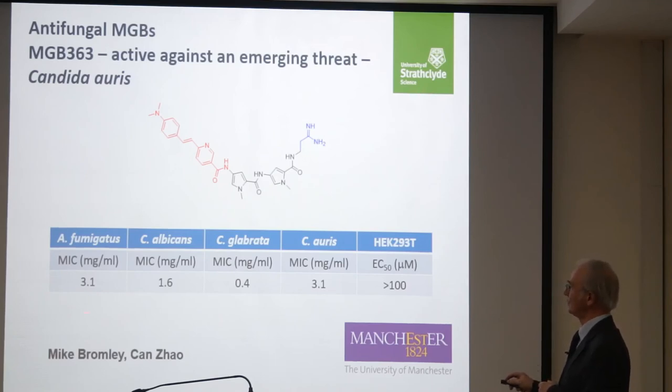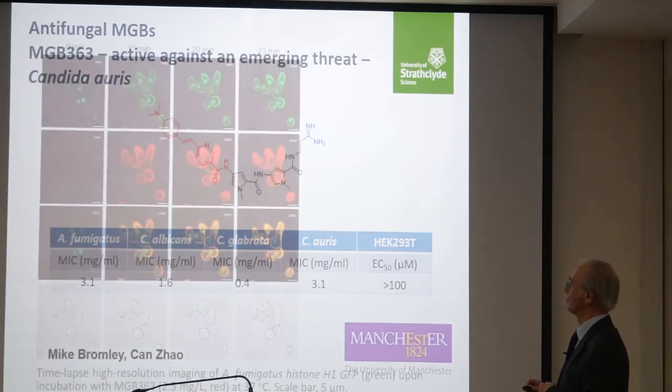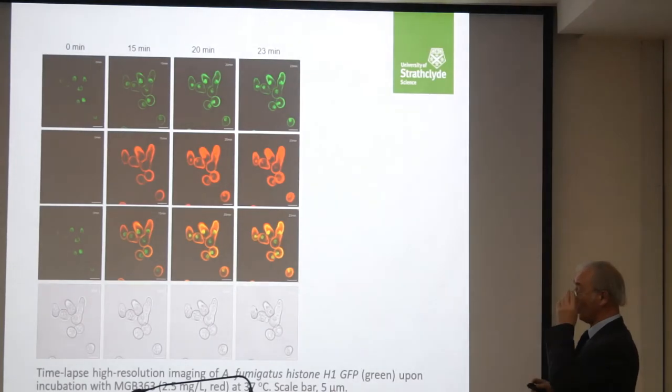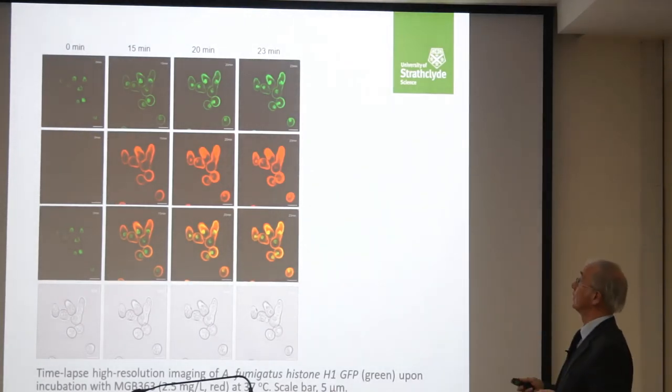They've done some further studies and are investigating mechanism of action using Aspergillus fumigatus. And because that molecule is nice and fluorescent, they've been able to do some time-lapse studies. And what we have here is some Aspergillus cells down at the bottom, and they're, of course, under bright field. And they are modified with histone H1 green fluorescent protein, so you can see the cells over a period of time there.